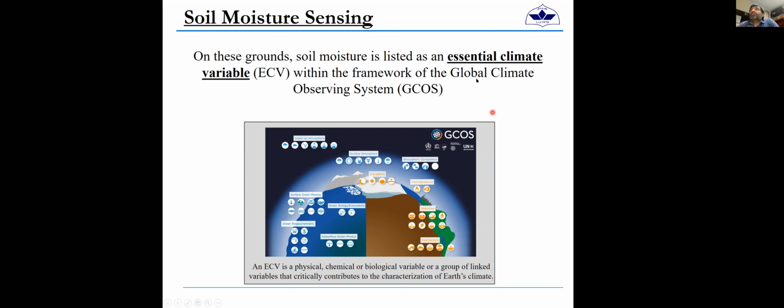Please visit this website, GCOS. This is a body of the United Nations, which is responsible for giving feedback to the scientific community about what steps they should take to control, for example, global warming or Earth's climate. Okay, so this is it about the introduction.